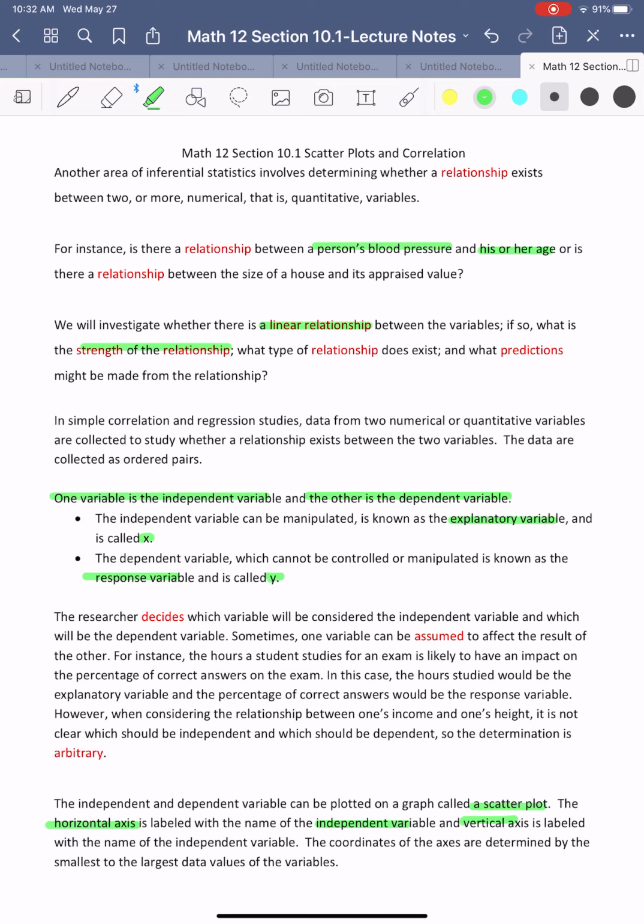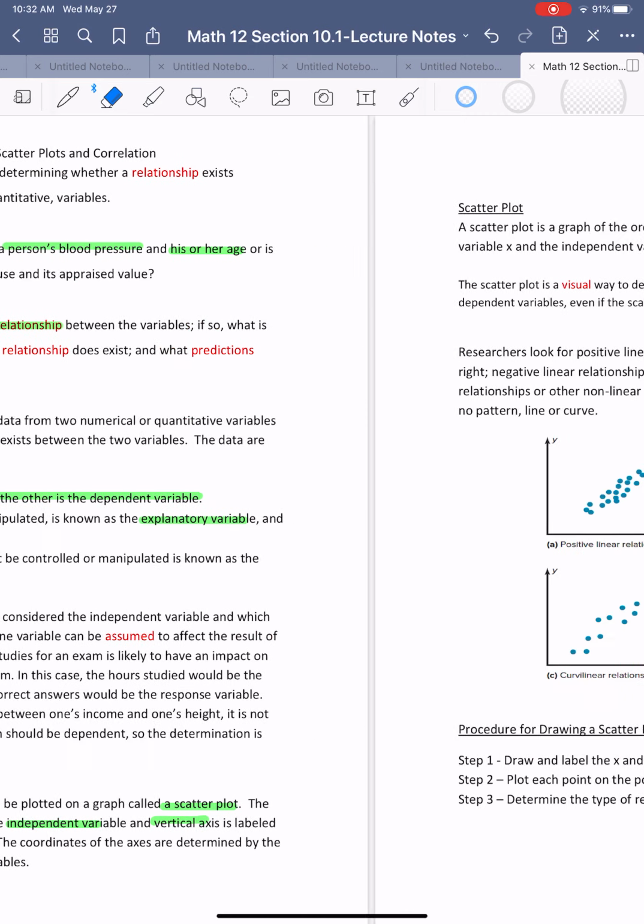Sorry about that, there are typos. The vertical axis should be the dependent variable. The coordinates of the axes are determined by the smallest to the largest data values of the variable. Okay, let's go to the next page.